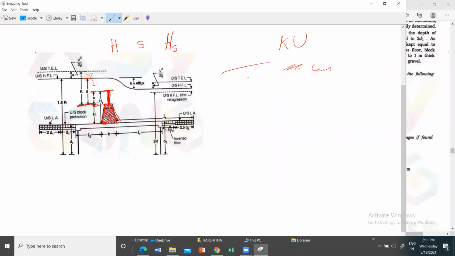And at the bottom, these are the vertical cutoffs. This is one vertical cutoff and this is another. These are used to protect from the seepage head, to reduce the seepage loss, especially the seepage head. This is the upstream side vertical cutoff, and this will be the downstream side vertical cutoff. Because of this construction, water will move in this manner, so the length of the water passage will increase.